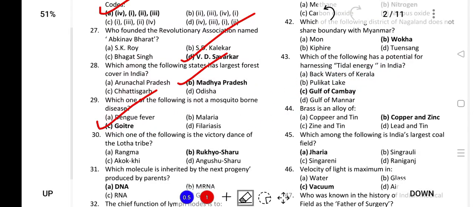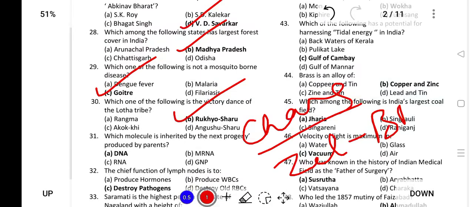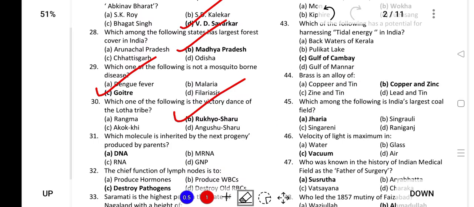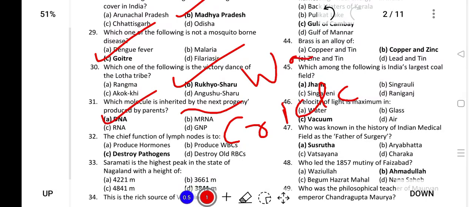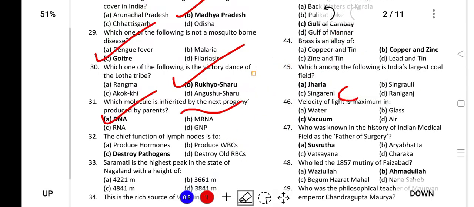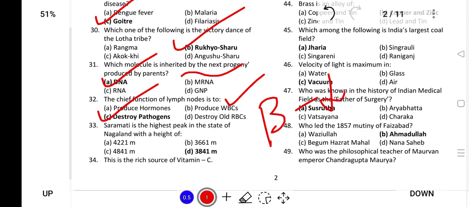Next, which of the following is a victory dance of Lotha? Rukyo Sharu, Changsang, Chang Lado, Zeliang Lado, Butterfly Dance. So remember this. Which molecule is inherited in the next progeny produced by parents? So parents pass on DNA, discovered by Watson and Crick. DNA. Next, the chief function of the lymph nodes is to destroy pathogens. That is the B lymphocyte, a white blood cell that is used to destroy the pathogen.